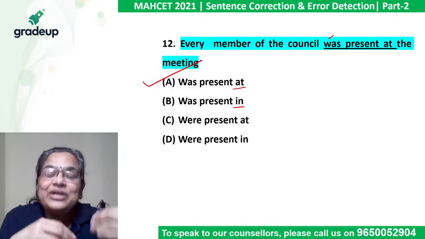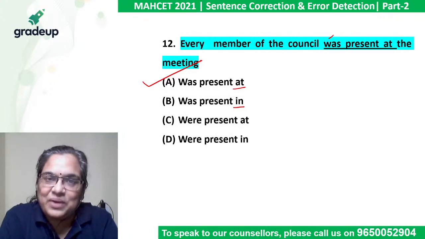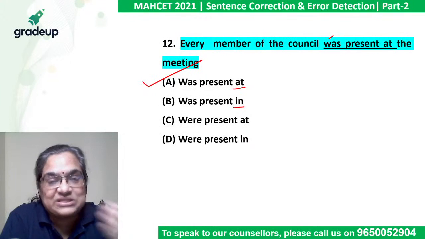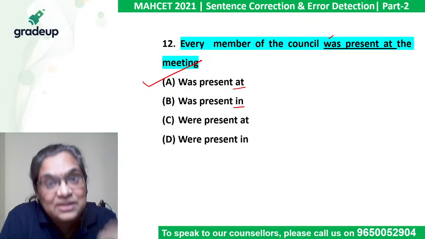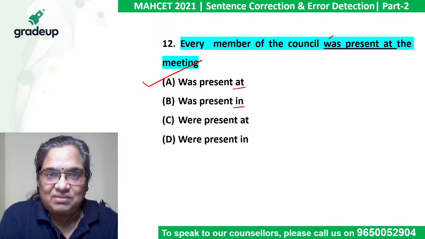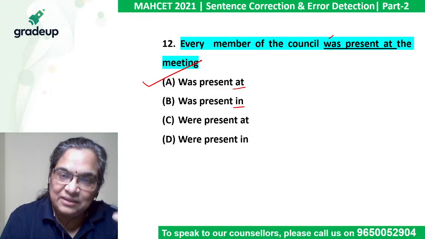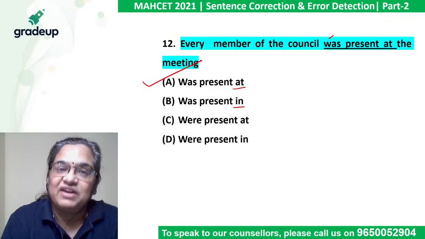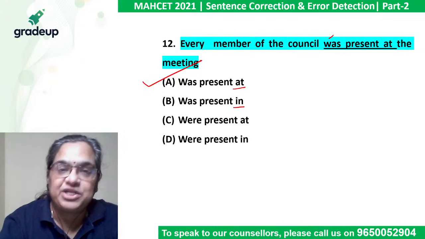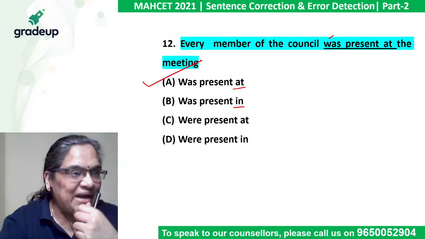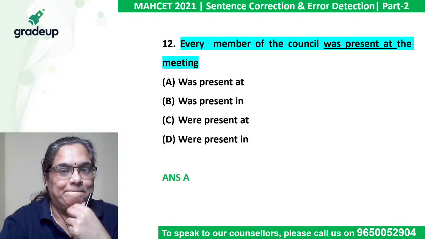No. It's called idiomatic English. Okay, you are present at a meeting, but you are present in a class. But in the meeting, you say something. All right. So that is called the quirks of English. There is no explanation for that, I don't have one. All right. So answer is A.